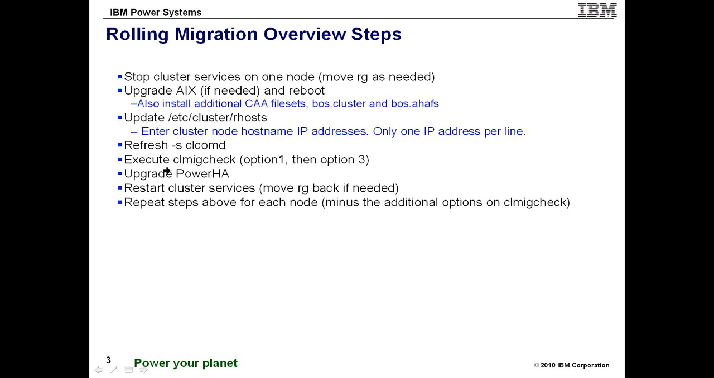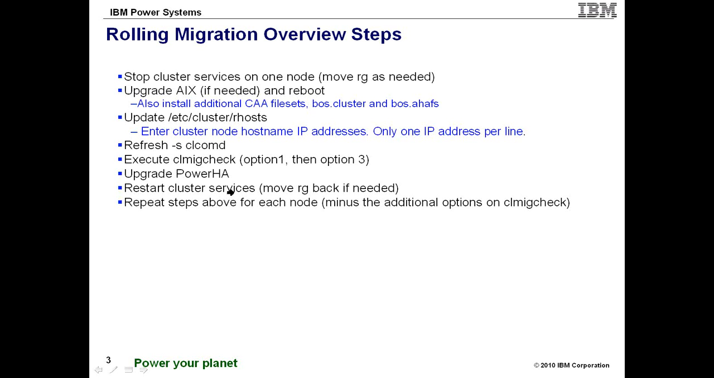After performing the clmigcheck and you get no errors, you fill out what you want your repository disk to be, or you can specify a multicast address or HA will choose one for you. Then you proceed to perform an update all to upgrade to the latest version of PowerHA. You restart cluster services, it rejoins the cluster, and at this point you actually have a mixed cluster.